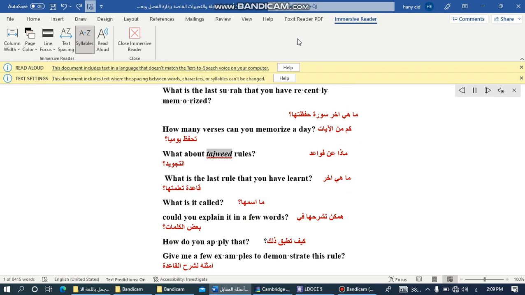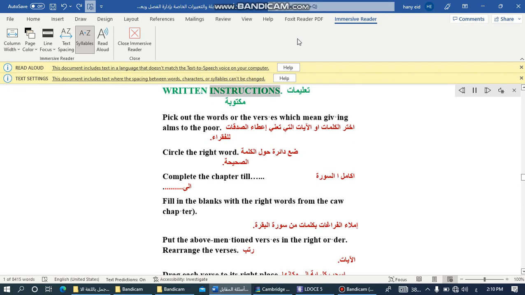What about Tajweed rules? What is the last rule that you have learned? What is it called? Could you explain it in a few words? How do you apply that? Give me a few examples to demonstrate this rule. Written instructions. Pick out the words or the verses which mean giving alms to the poor. Circle the right word. Complete the chapter till. Fill in the blanks with the right words from the chapter.